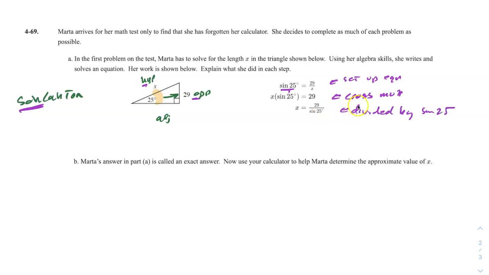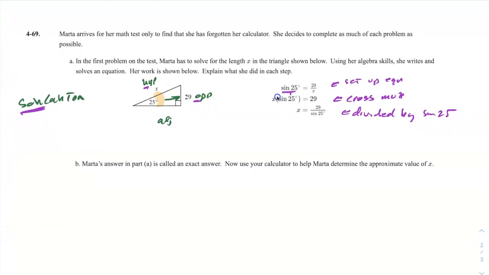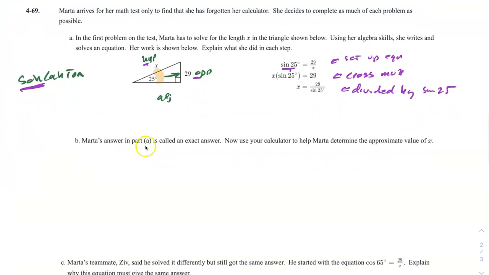Right, she solved for x. So she set it up, she cross multiplied, and she got x by itself in this case. This is a 2-step problem. We've been doing a lot of 1-step problems. She got that. Marta's answer part B is called the exact answer. So anytime you leave it like that, you don't put it in your calculator, it's called the exact answer.